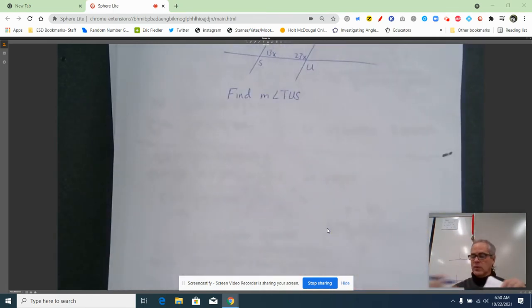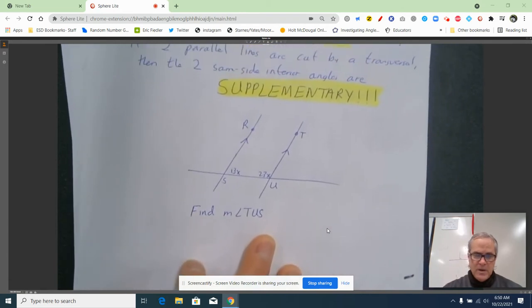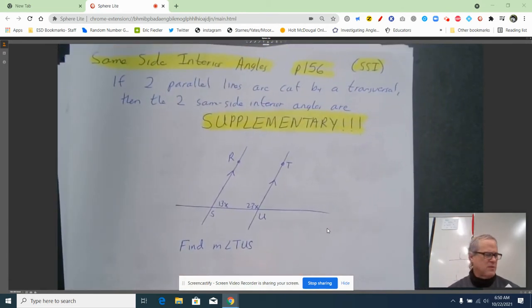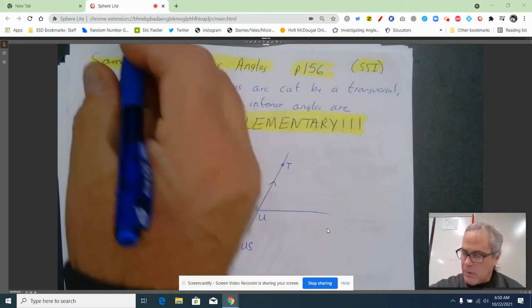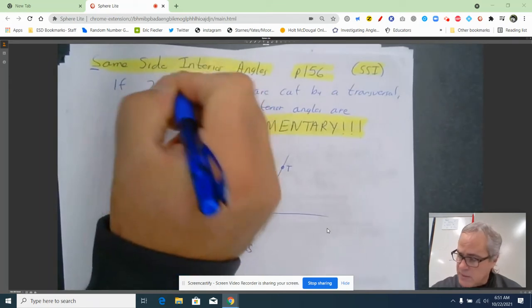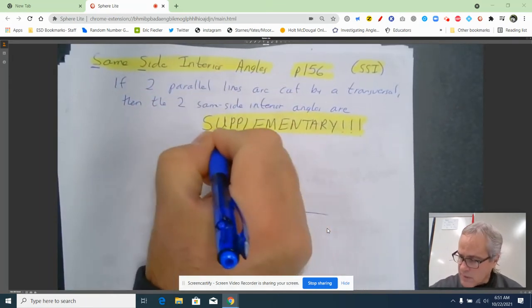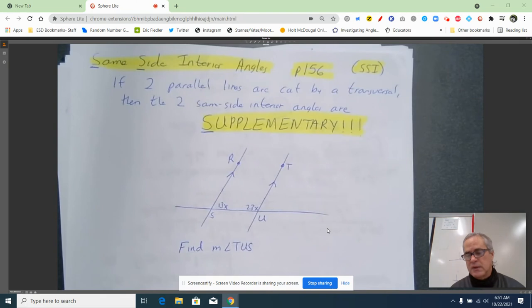All right, here's that third one that I told you about that gets students sometimes, and it was number 4 or 5, I can't remember, on the investigation yesterday. Same side interior angles, abbreviated SSI. If two parallel lines are cut by a transversal, then the two same side interior angles are supplementary. And here's how I remember it. Same starts with an S, side starts with an S, so does supplementary. Same side sup is what I hear students say over the years.